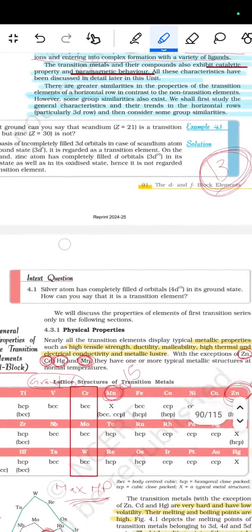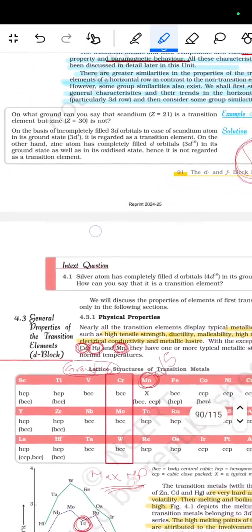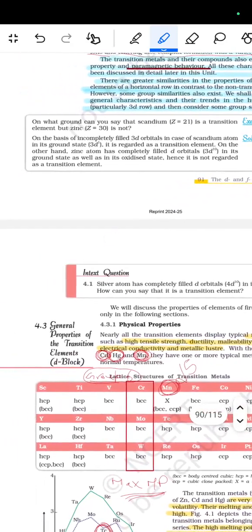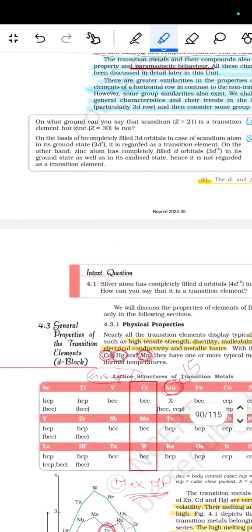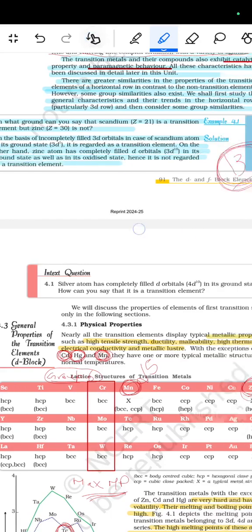तो यहाँ पर एग्जाम्पल 4.1 दिया हुआ है और इस तरह का सॉल्व एग्जाम्पल बहुत पूछता है. So for example, on what ground can we say that scandium (Z = 21) is a transition element but zinc (Z = 30) is not? On the basis of the incomplete d orbitals in the case of the scandium atom in the ground state, 3d1, it is regarded as a transition element. On the other hand, zinc atom has completely filled d orbitals, 3d10, in its ground state as well as in the oxidized state, hence it is not regarded as a transition element.